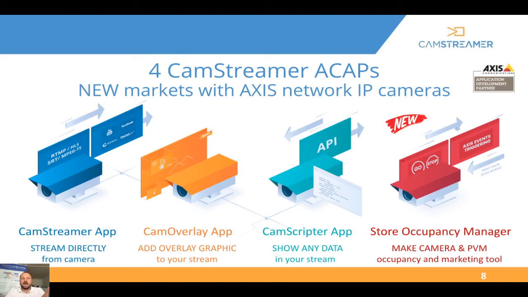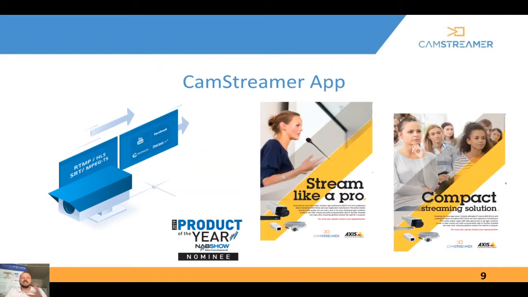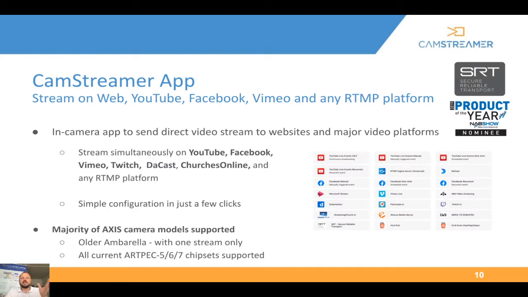We have 4 apps in our portfolio, so let's have a look at them one by one separately and briefly. CamStreamer app. The CamStreamer app enables direct video streaming to your preferred RTMP platform from the camera without need of any OBS, Streamlabs, media center or any other hardware. Just upload our app into the AXIS camera, set up easily via simple configuration and start streaming to your preferred platform.